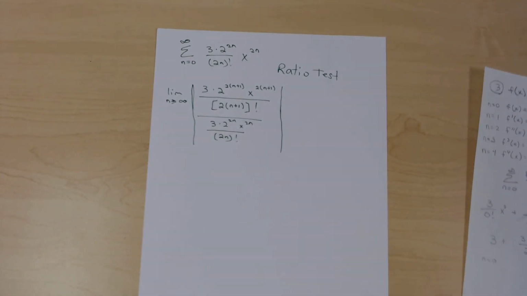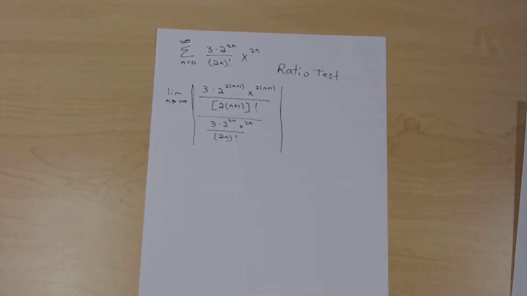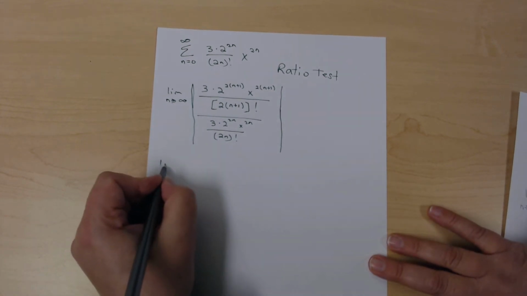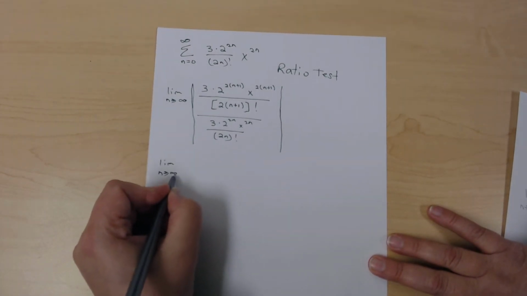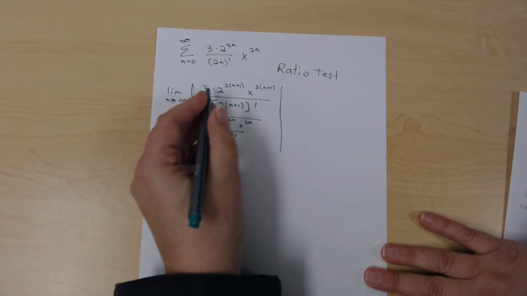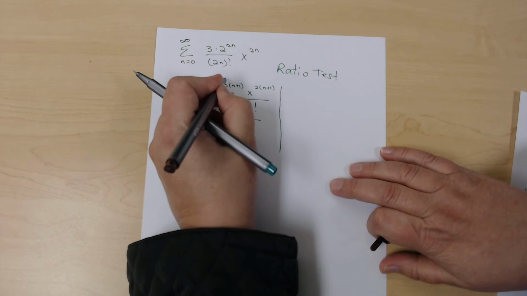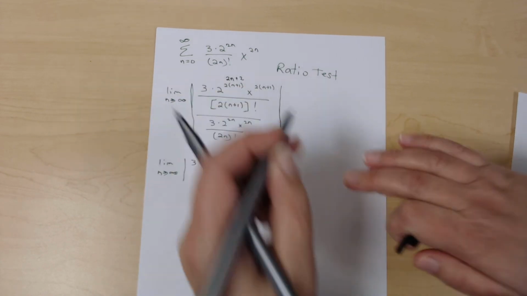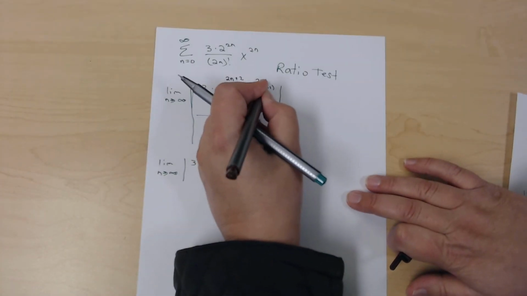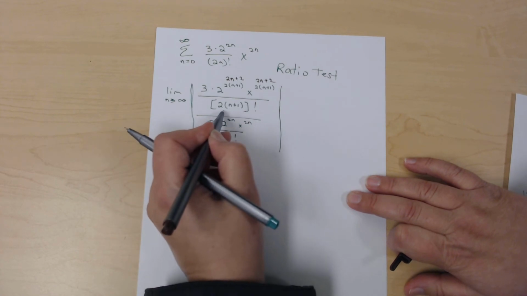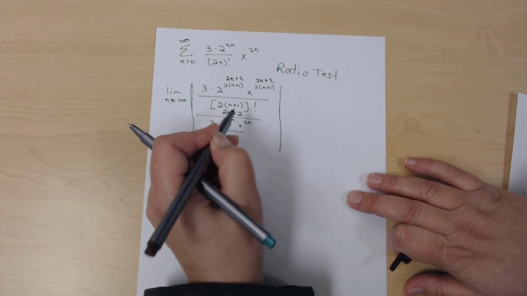Okay, so get rid of that guy. All right, let's see how we do it. The limit as n approaches infinity. Okay, it's going to get longer, and then we're going to simplify. So this is going to be 3. This here is going to be what? 2n plus 2. Same thing here, 2n plus 2. Same thing here, this will be 2n plus 2.